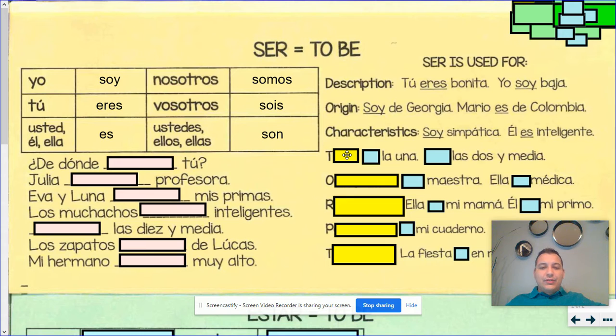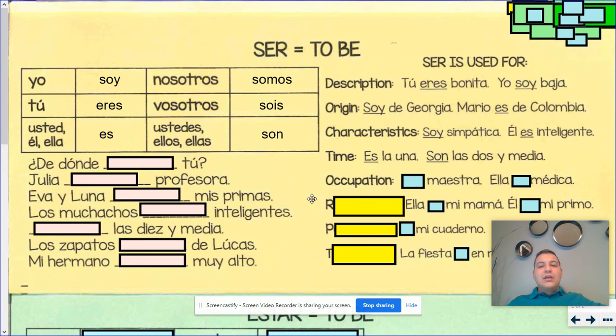T for time. Es la una. We use the verb es, singular. It is one. Now, when we say more than one, we have to use son, because that would be plural, more than one. So, son las dos y media. Anytime that is more than one, it's going to be son. Okay? So, for time, you use the verb to be.